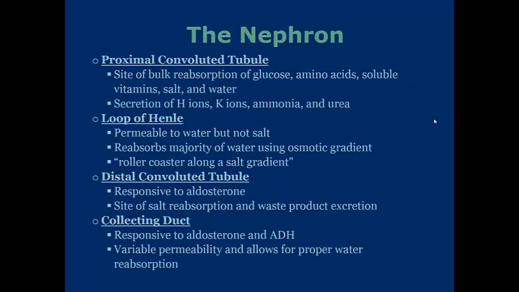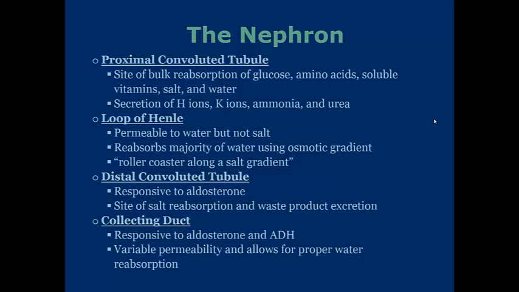Let's go into the functional unit of the kidney, the nephron. There are 4 components that we're going to talk about. The proximal convoluted tubule is the site of bulk reabsorption. This is where most of the glucose, amino acids, vitamins, salt, and water are taken back in. If you remember what reabsorption is, it's when solutes go from the filtrate to the blood. This is also where H+ ions, K+ ions, ammonia, and urea are secreted.